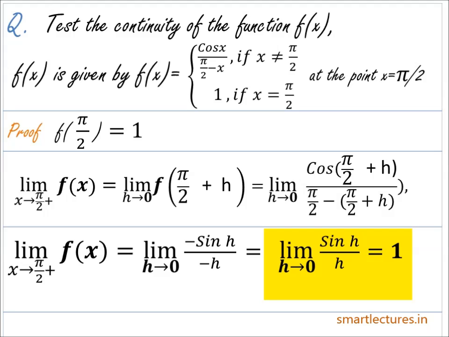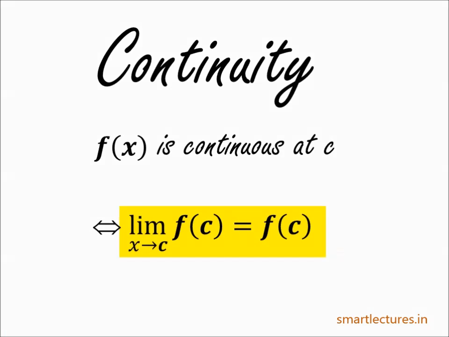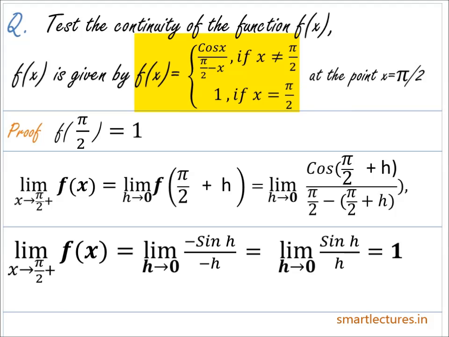So now the left hand limit, the right hand limit, and the value of the function at the point π/2 are all equal to 1, which means the limit of the function at the point x = π/2 is equal to the value of the function f(x) at x = π/2. And as per the definition of continuity, a function is continuous at a point if its limit exists and is equal to the value of the function at that point. So that means the given function f(x) is continuous at x = π/2.